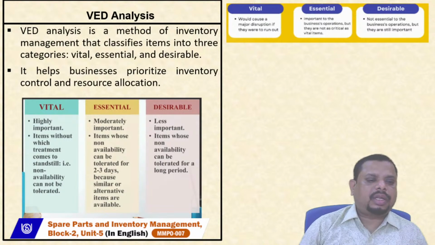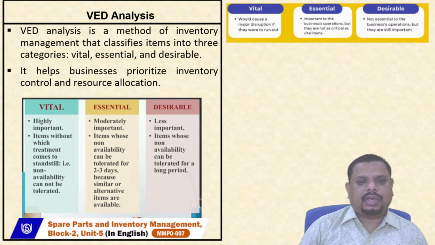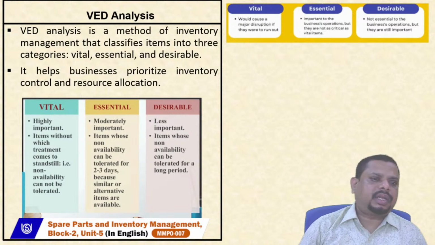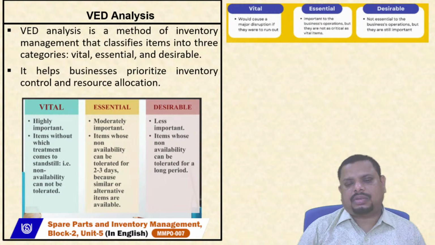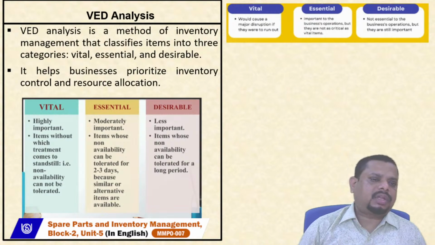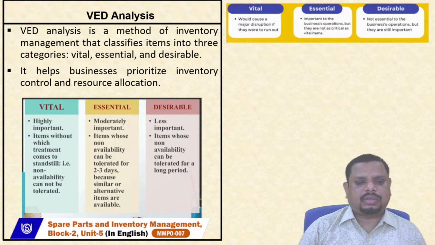Items whose non-availability cannot be tolerated for more than 2 to 3 days because similar and alternative items are available. But in case of desirable items, less importance, items whose non-availability can be tolerated for long periods. So the fundamental concept of VED analysis is that this method of inventory management classifies items into three categories, that means vital, essential and desirable, and it helps the business prioritize the inventory control and resource allocations.